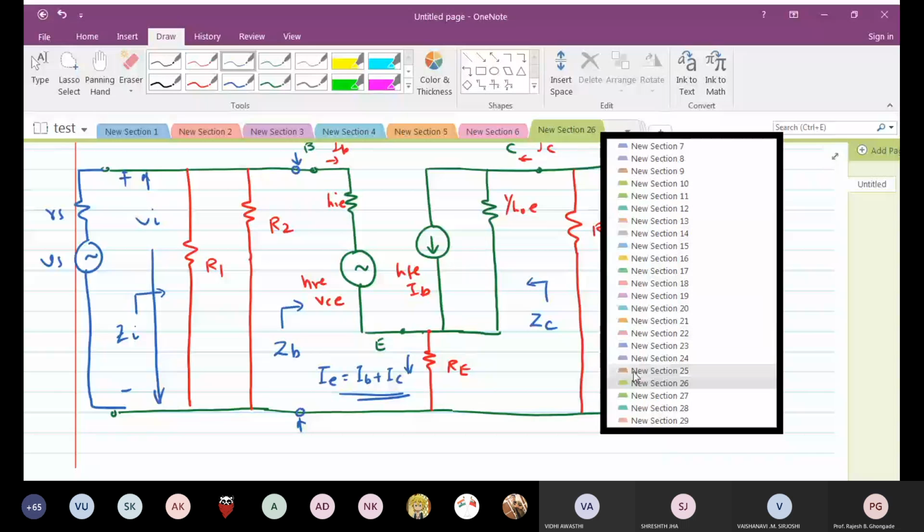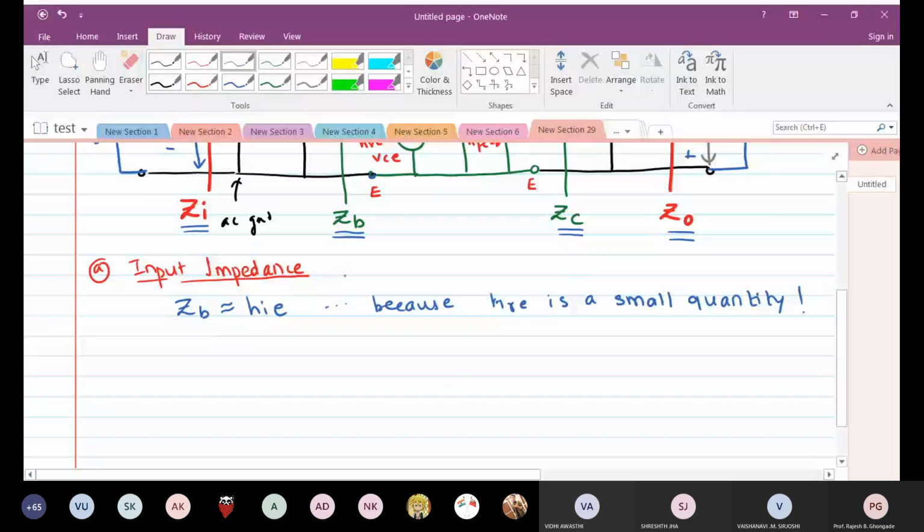So this was for bypassed RE. For unbypassed RE, we have to now derive the equation.